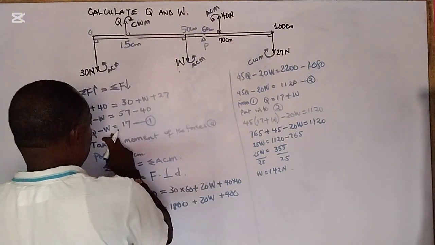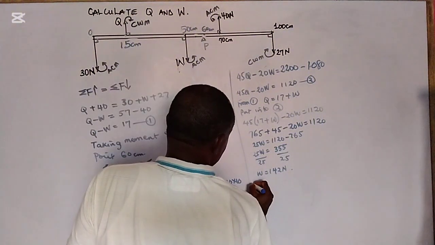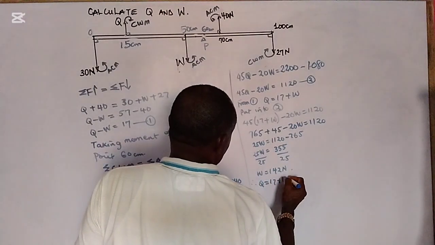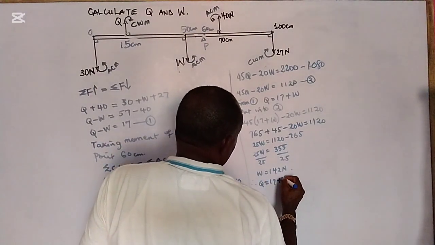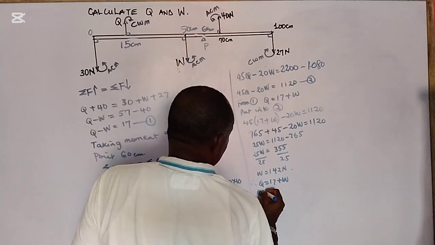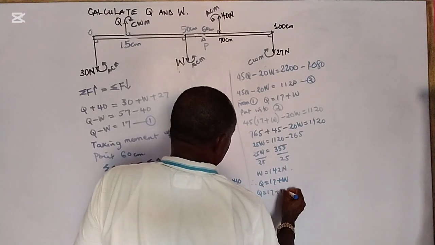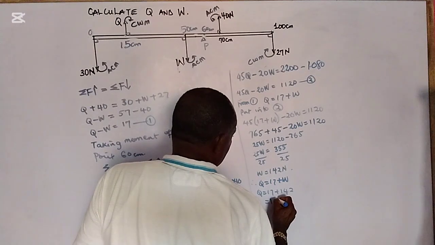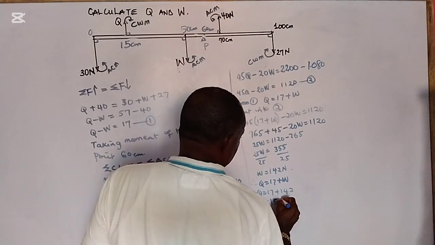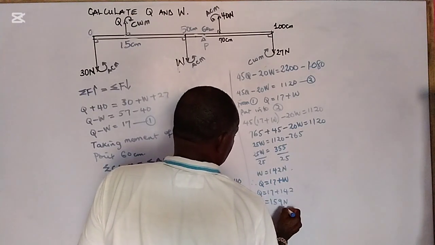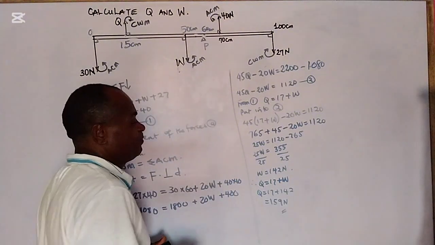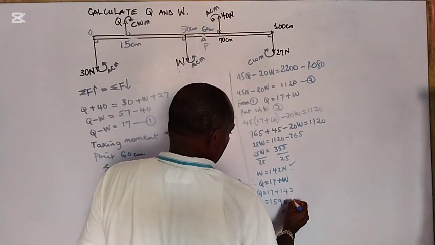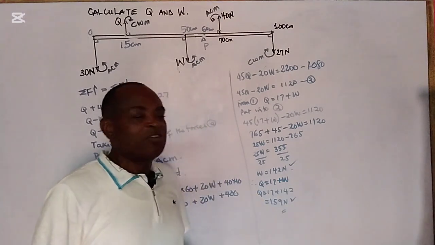Let's get our Q in turn. We now say, therefore, our Q is equal to 17 plus W. Our Q, therefore, is 17 plus 142, and the result is 159 Newton, respectively. So we got our W there, and then we got our Q there.